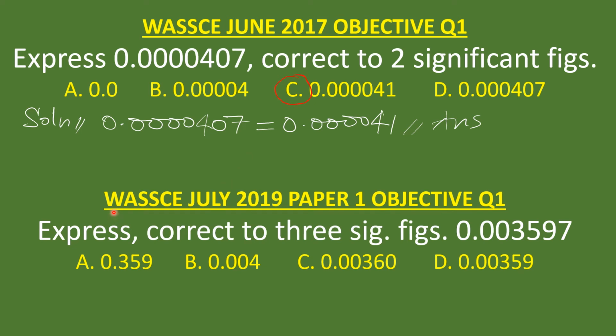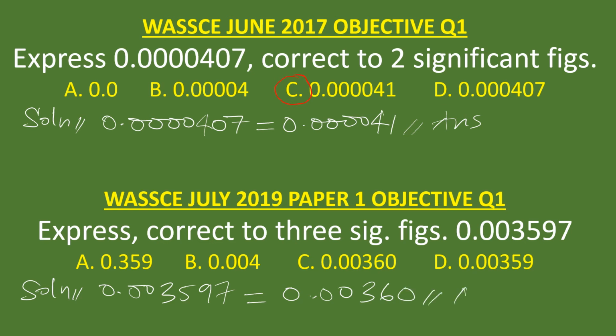The next question says West African Senior School SAT, July 2019, paper 1, objective question 1. It says express correct to three significant figures 0.003597. The options have been given A, B, C, and D. So let's do justice to it. We say solution. They said 0.003597. The answer is 0.00360.